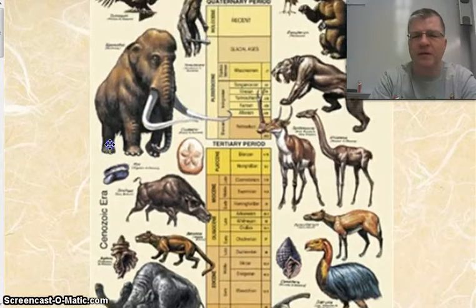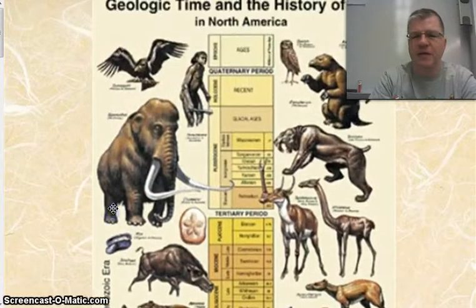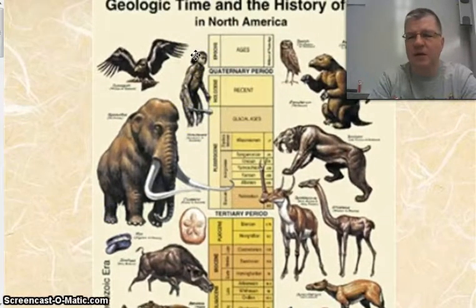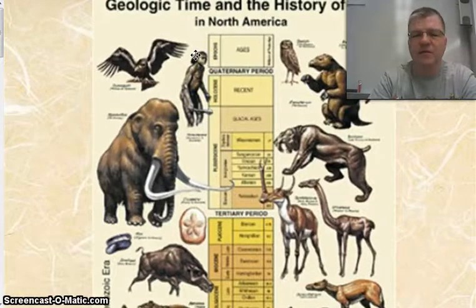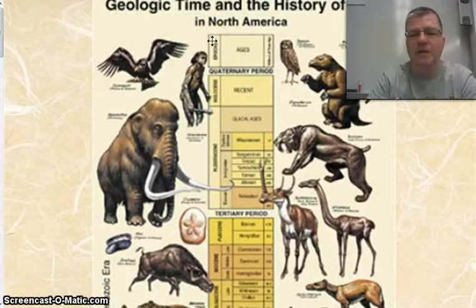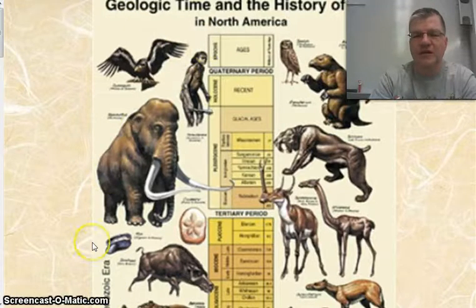And then moving toward the recent times, the beginning of the primates taking over and being the dominant life form. But we are in the Quaternary period up here, as a very, very recent life form as you look at the entire history of life on Earth.